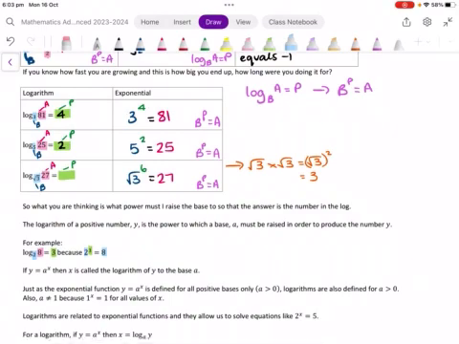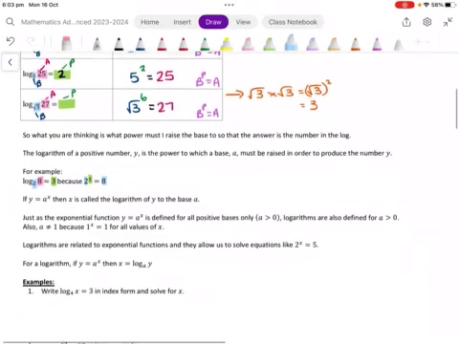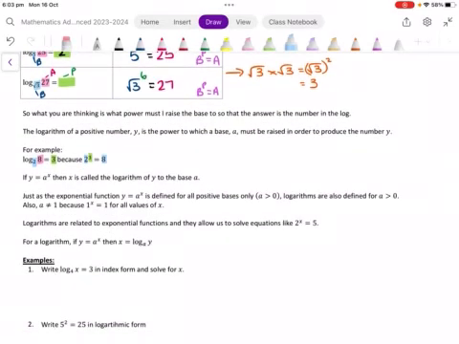Just as the exponential function y equals a to the x is defined for all positive bases only, a is greater than 0, logarithms are also defined for a is greater than 0. Also, a cannot equal 1 because 1 to the power of x equals 1 for all values of x. Logarithms are related to exponential functions, and they allow us to solve equations like 2 to the power of x equals 5. So for a logarithm, if y equals a to the x, then x equals log base a of y. Now let's have a look at some examples doing this.